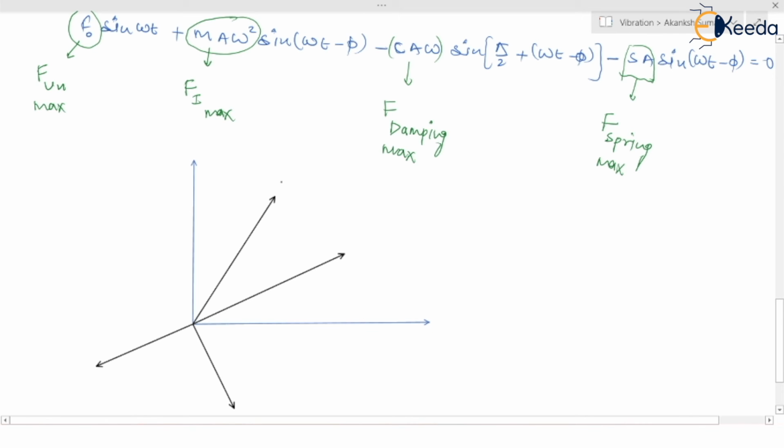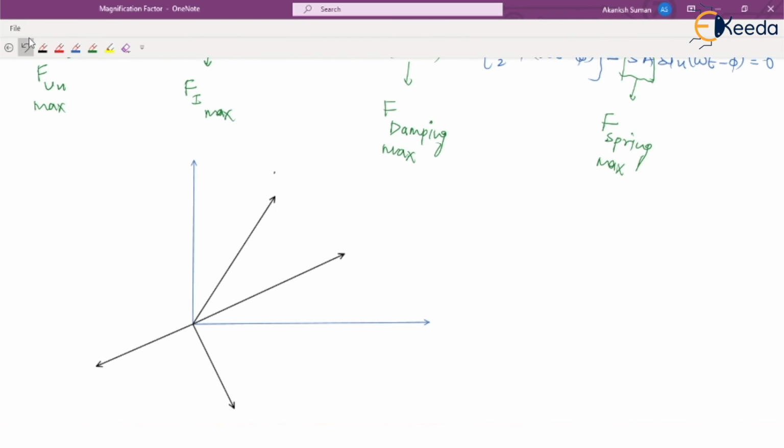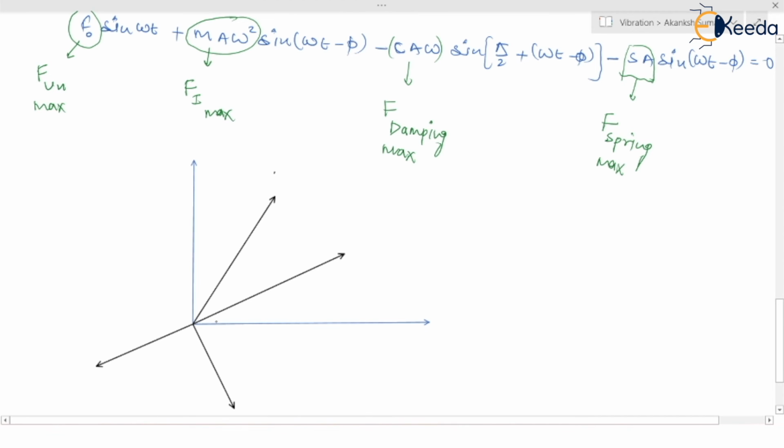Now see here, this is omega t. Okay, let us understand. This is omega t, and at angle omega t there is a force, that is the maximum force, which we are going to represent as F naught. Okay, which is maximum.